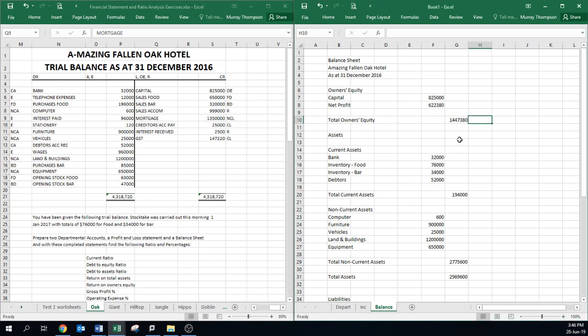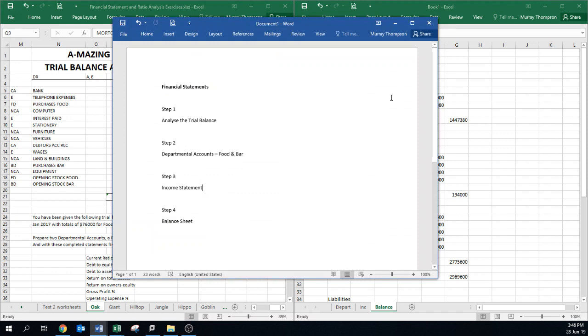Okay, so that is a walkthrough of the 4 steps. So what have we covered? We've analysed the trial balance. We've gone through the departmental accounts, one for the food, one for the bar, and we've looked at the income statement preparation, and then we've done the balance sheet. Okay, so there will be one of these in the exam. It will be in a similar format.